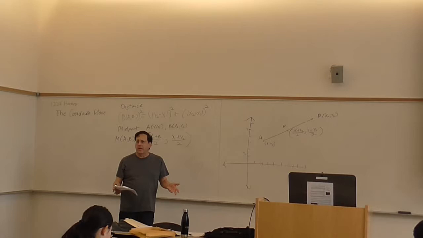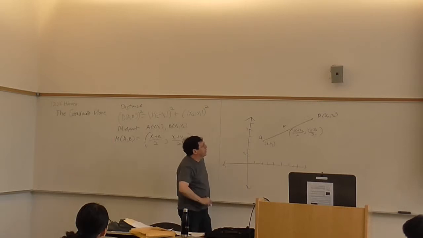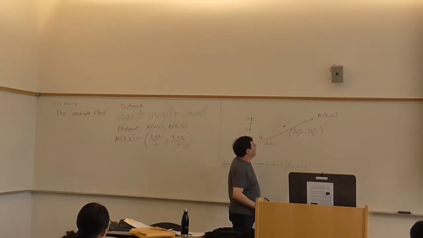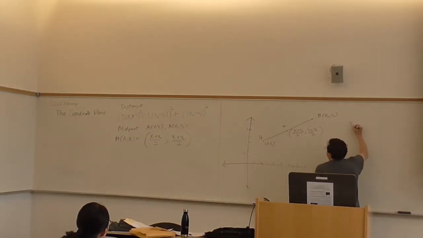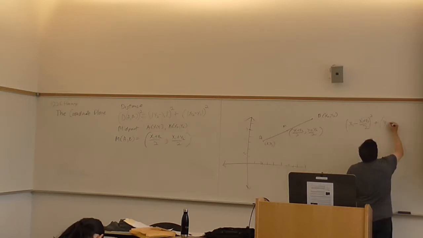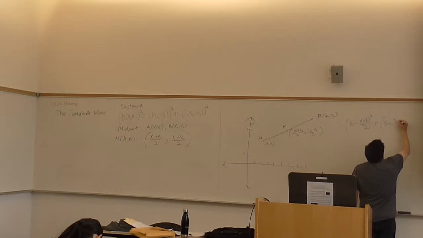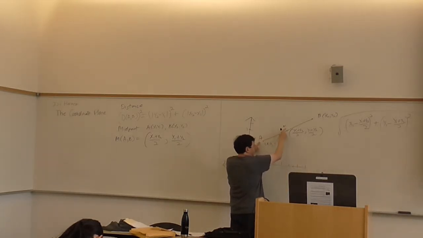Let me show you that that has to be the midpoint using the distance formula. Let's look at this distance AM using the distance formula. That would be the square root of (x1 minus (x1 plus x2)/2) squared plus (y1 minus (y1 plus y2)/2) squared. That's what the distance formula tells me the distance between A and M is.